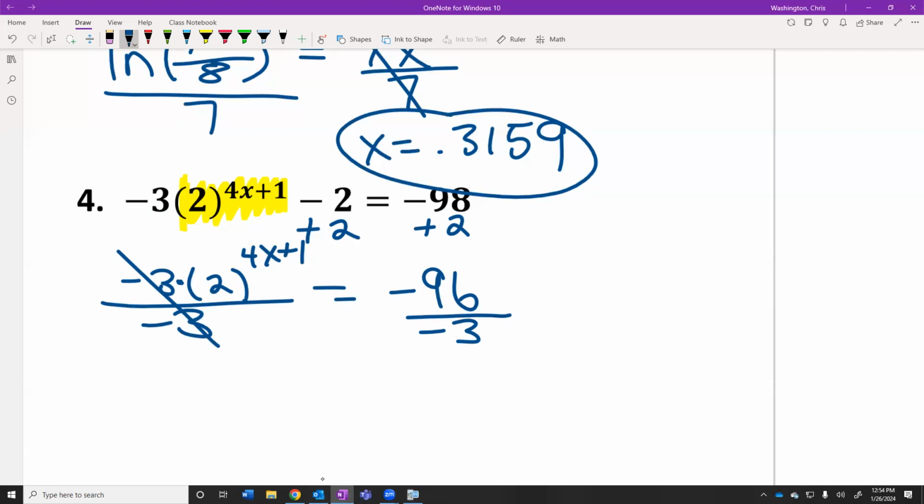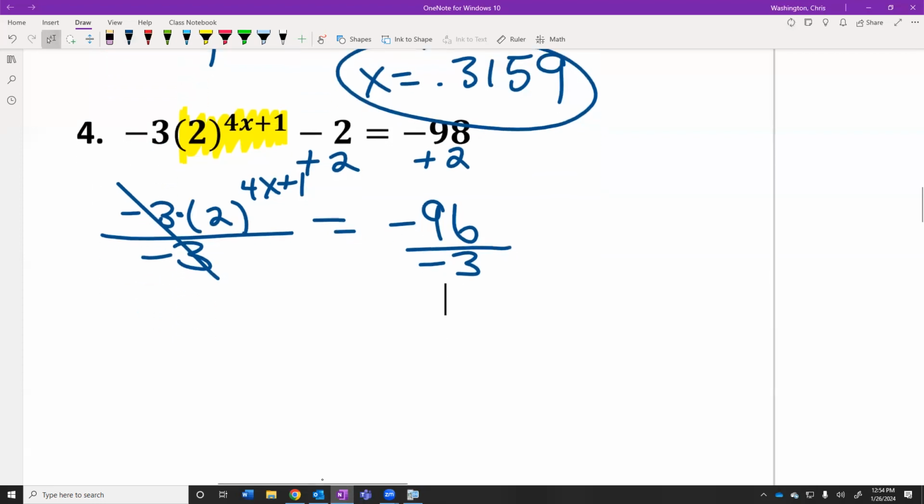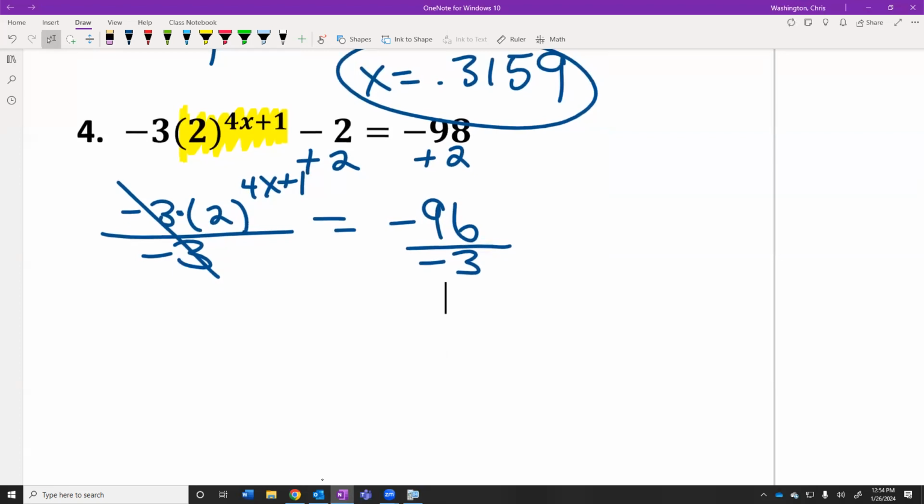That's a common mistake. I've seen several people make that mistake in their classwork today, even though I told you not to, just now. Some people are still trying to add 3 or add 4, whatever the number is, instead of dividing by that number. So we get 2 raised to the 4x plus 1 equals 96 divided by 3, since a negative divided by a negative is a positive, so I'm going to drop the negatives.